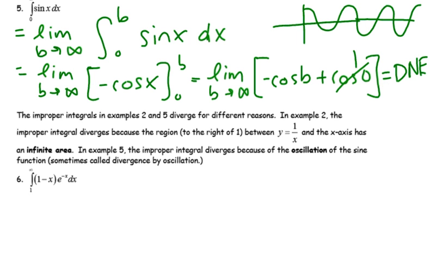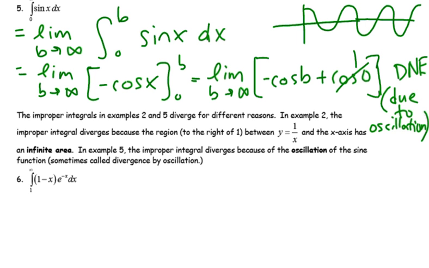And actually I did a double verb there. That's one of my pet peeves. It does not equal does not exist. It just simply does not exist. And it's important to know why it does not exist: due to oscillation. Okay, so again, it's a divergent improper integral, but it does not approach infinite area. It just simply does not exist.